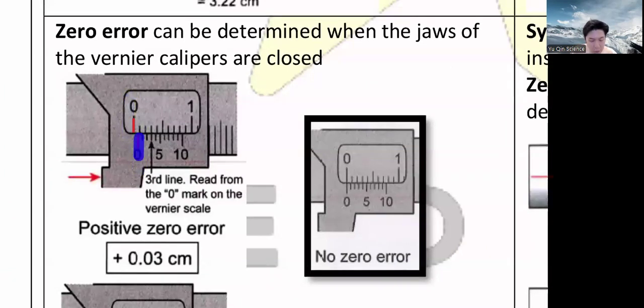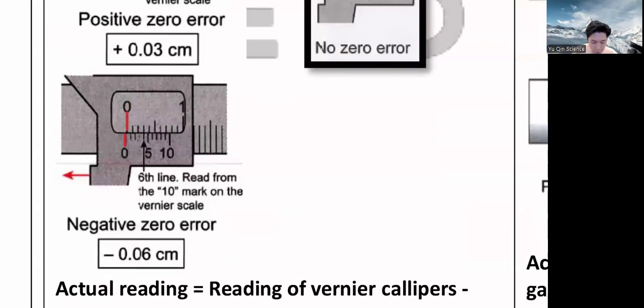So if the 0 at the bottom, which is the vernier scale, is on the right side of the 0 above, it means you already start off with a reading. So that is called positive zero error. You're already on the right side of the 0 on top. Conversely, if the line at the bottom is on the left side of the 0, it means negative zero error. Negative zero error. Okay?